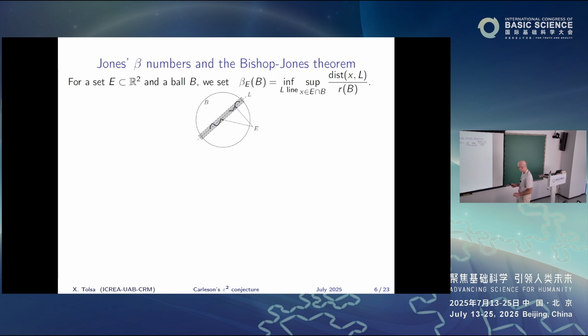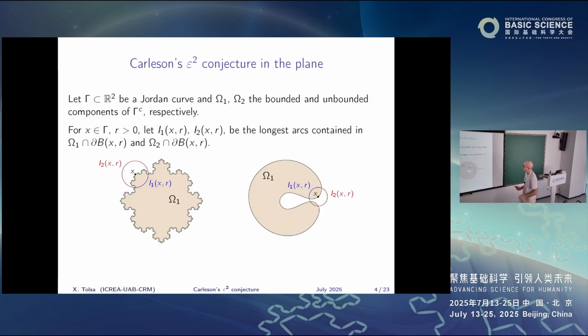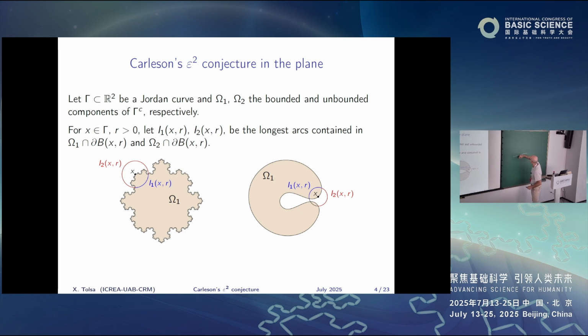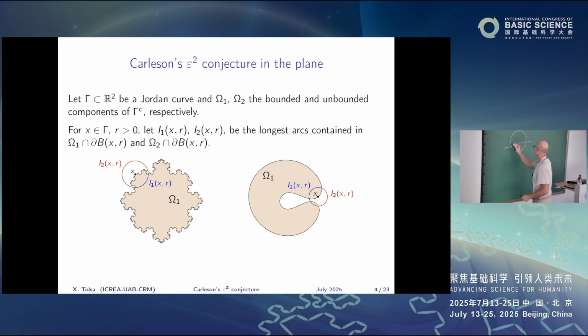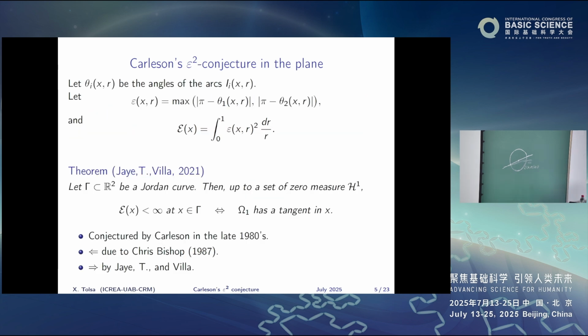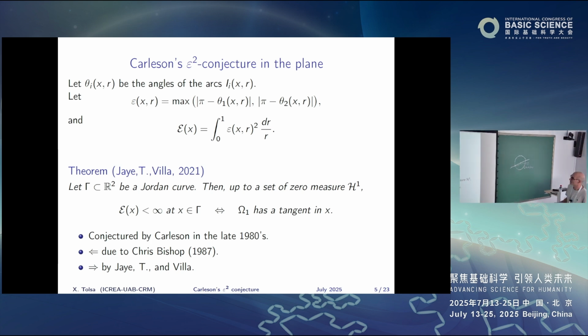So imagine that, well, no, the opposite. Yeah, imagine that we have a curve that in some part goes here. So of course, in this part of the curve, this coefficient epsilon(x,r) is equal to 0, because this angle is plane and this angle is too. So these coefficients measure how flat the curve is, in a sense.